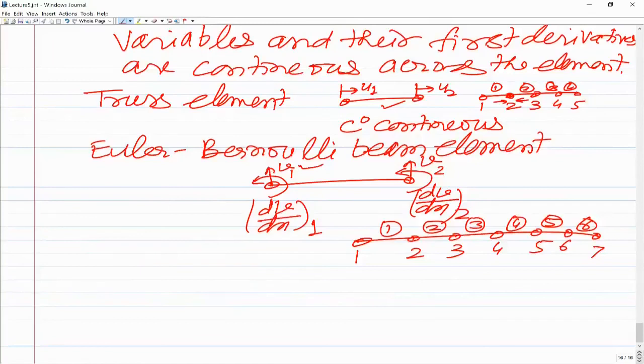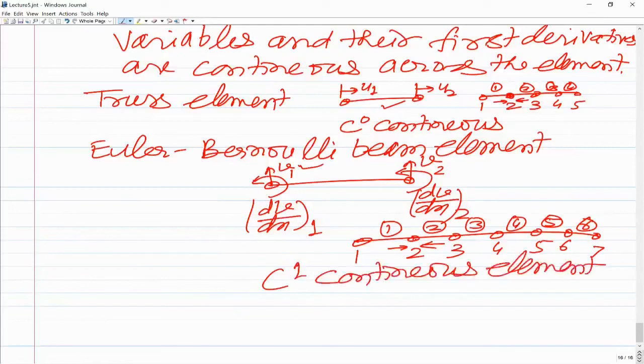So across node 2 you will have the same value of v as well as dv by dx, whether you come from the element 1 side or you come from the element 2 side, and the same thing at all other nodes. So this is basically a C1 continuous element.